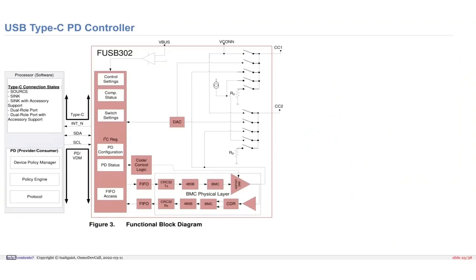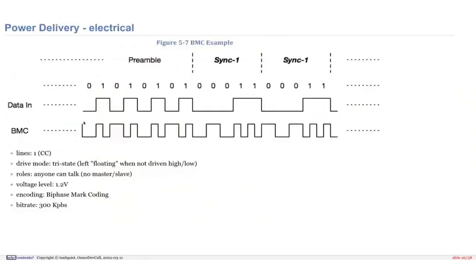Power delivery, this is how it looks like on the electronic interface. You only have one line to communicate. Everyone talks on the same line, the CC line. Nobody drives the line when they don't want to talk. And as soon as someone wants to talk, they drive it high or low. And high or low means 1.2 volts, so it's a very low voltage level. And anyone can talk. There is no master, no slave. Anyone can just start talking and send messages.